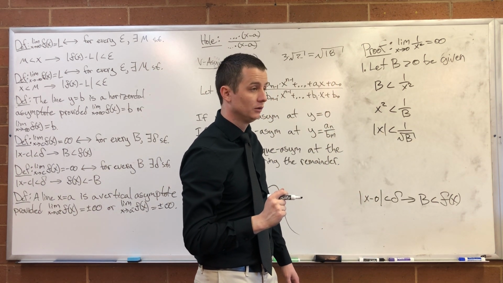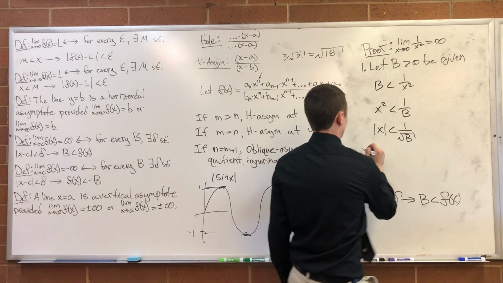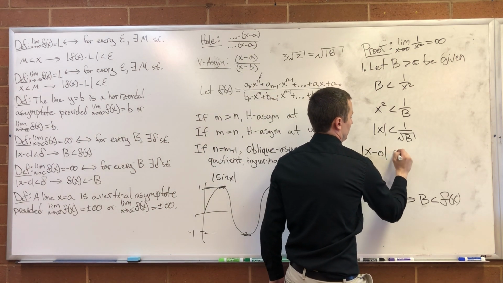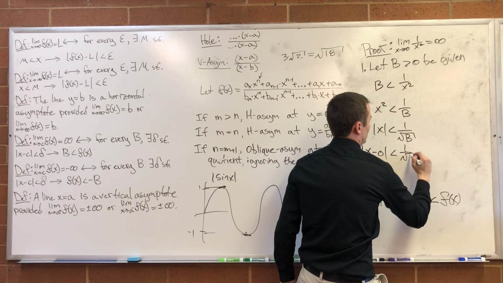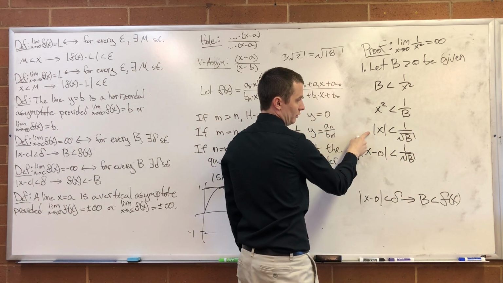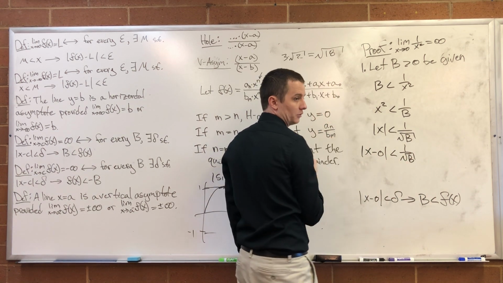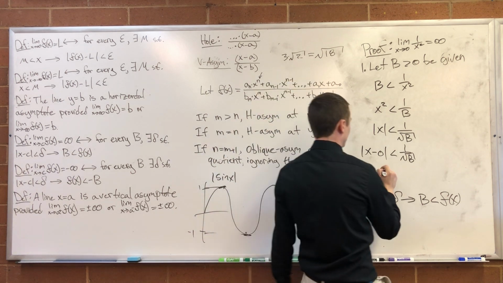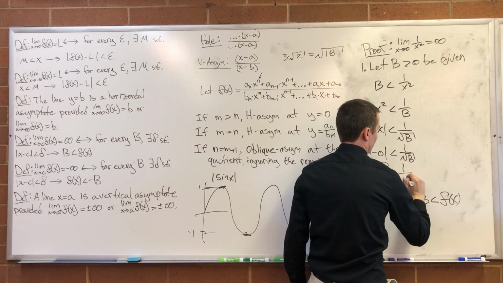You with me? So now, if the absolute value of x minus 0 is less than 1 over the square root of b, then this is true. If this is true, this is true. If this is true, this is true. So that's our delta. Delta equals 1 over the square root of b.